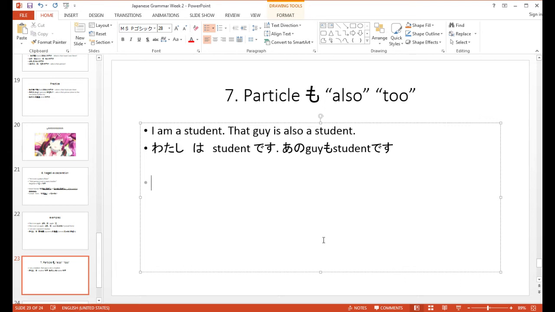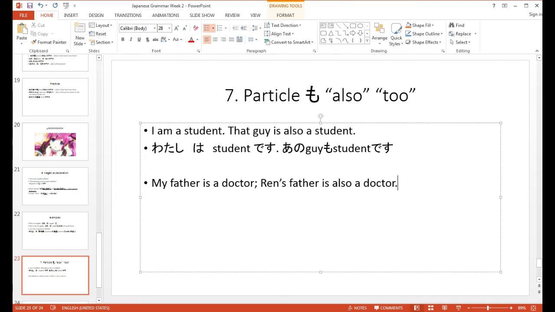Is that number 7? I think that's it. Okay. Let's use the book's example. My father is a doctor. Ren's father is also a doctor.